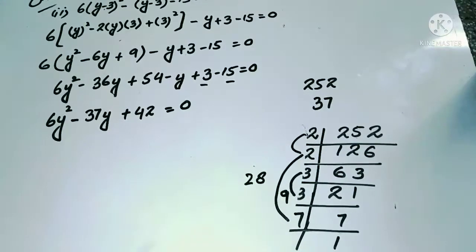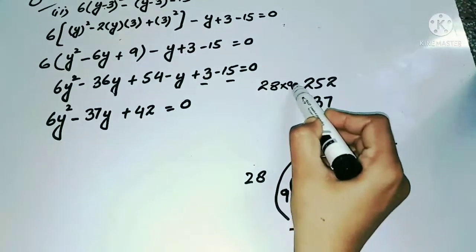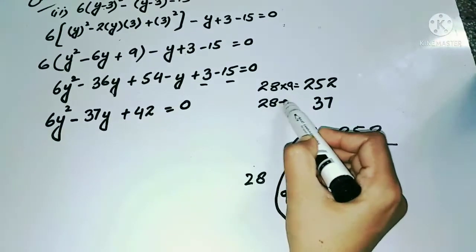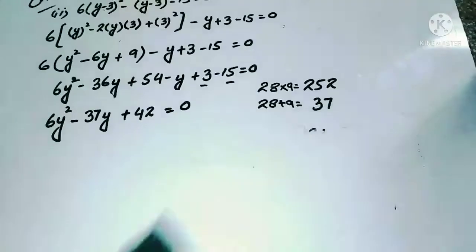So you will choose these two factors, that when you multiply them, you will get 252, and when you add 28 and 9, you will get 37. So those two factors are 28 and 9. Okay, so now we will do them with 28 and 9.